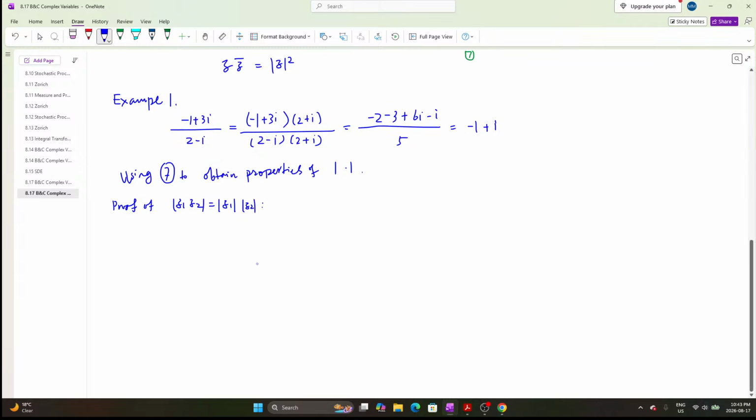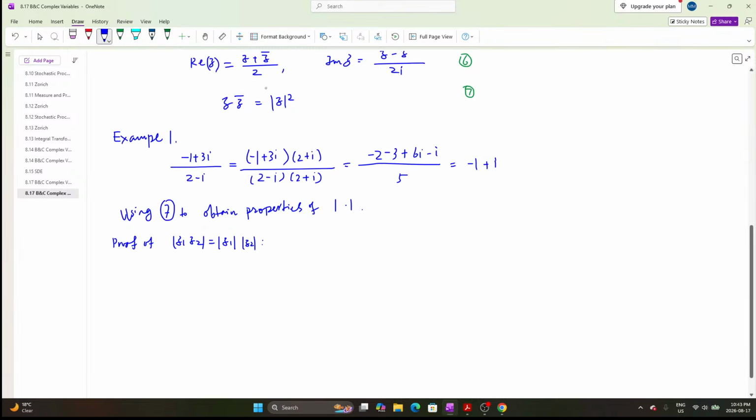So let's see how that's done. Here, let's consider the square modulus, because 7 is about square modulus. So you have the square modulus of z1 z2 equals z1 z2 times the conjugate of z1 z2. Let's use the conjugate identity for multiplication. This can be broken into z1 conjugate times z2 conjugate.